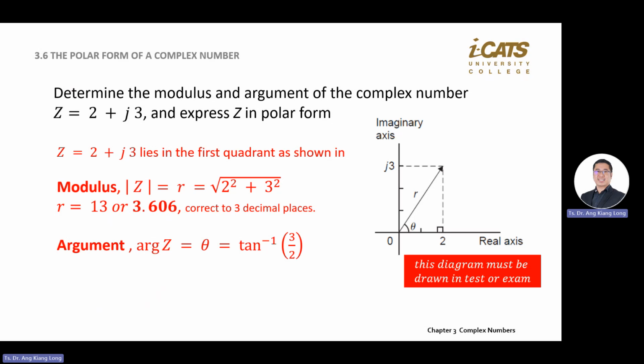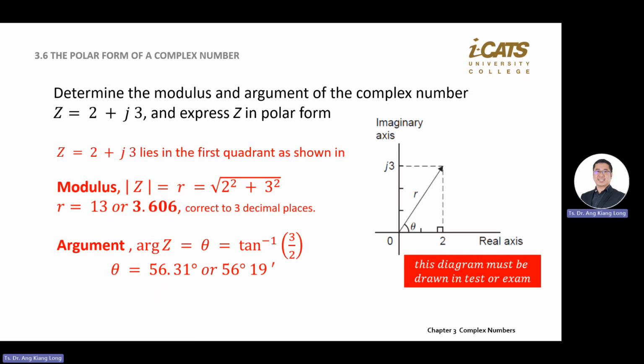Argument is the angle. For this module, we use the tangent equation. So theta equals tan inverse of y divided by x. Your y is 3, x is 2. You press your calculator, you'll get 56.31 degrees.